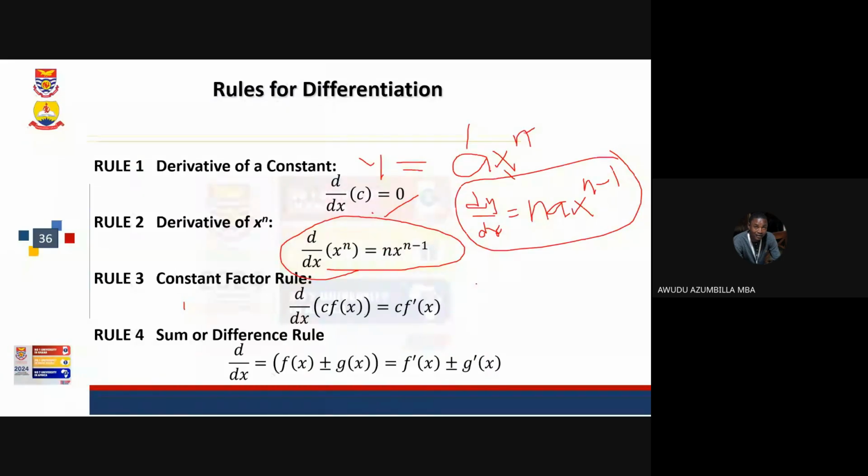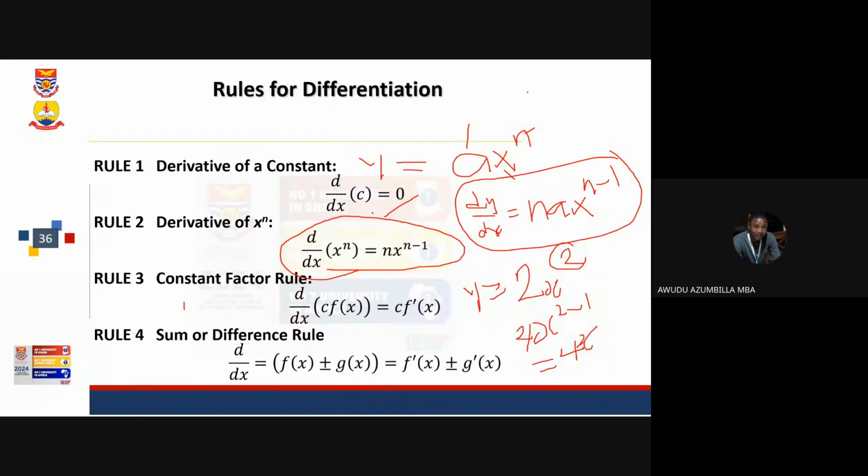So here, if you have y equal to 2x squared, the rule says to multiply the exponent by the whole function and subtract 1 from the exponent. So you multiply 2 by 2, that's going to give you 4. Then you subtract 1 from the exponent, and that means that you are going to get 4x.